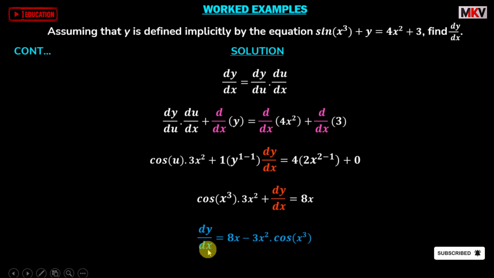Now the final answer for this derivative is 8x minus 3x squared multiplying cos of x cubed. So this is how we use implicit differentiation to solve such problems, and how we apply the chain rule, product rule, and quotient rule to such functions.